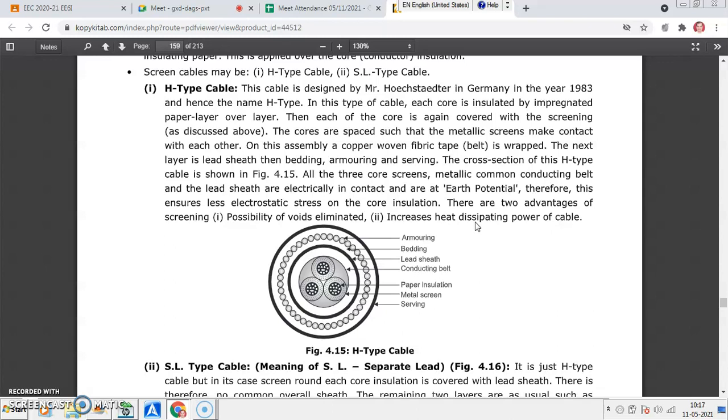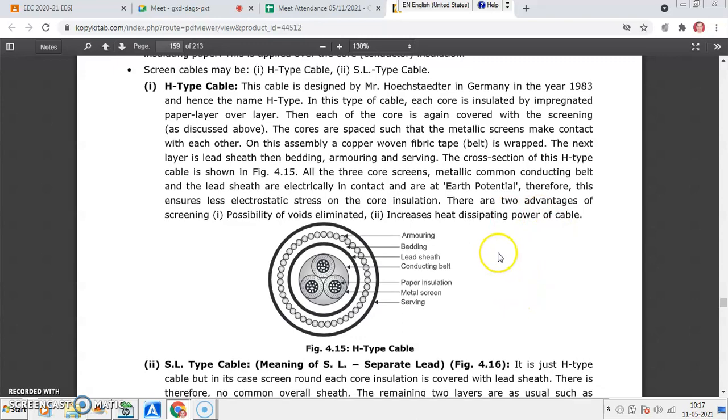That is done by the screening, and it increases the heat dissipating power of the cable. We know that every cable has a heat dissipating factor. Though the cable has a lower rating, sometimes because of heat dissipation, if we have more voids or more porosity in the cable, the heat development will be more. We call it dielectric heat, because of the dielectric loss. The heat developed may be more and may cause breakdown of the insulation, maybe paper, maybe PVC or any other type of insulation. So heat dissipation is also handled by the screen.